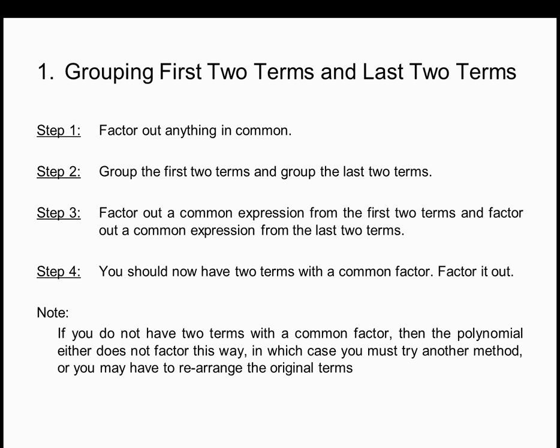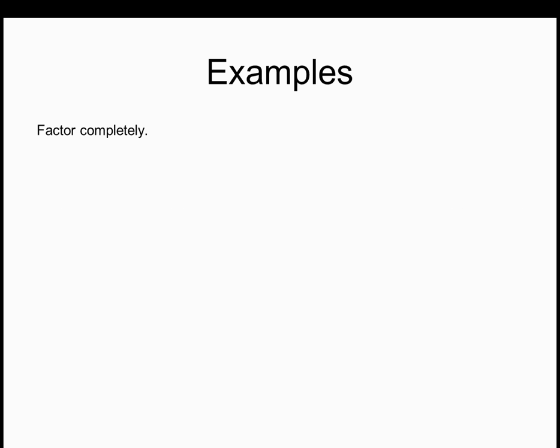Note, if you do not have 2 terms with a common factor, then the polynomial either does not factor this way, in which case you must try another method, or you may have to rearrange the original terms. Very seldom do you have to rearrange the original terms. Most of the time it is already written in the correct order. Factor completely.